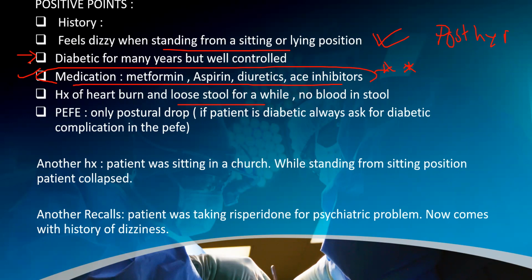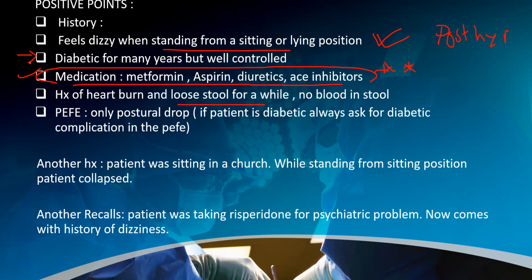If a patient's diabetes is well controlled and HbA1c is less than 7.5%, it is very unlikely that diabetes is going to cause complications like autonomic neuropathy. But if diabetes is uncontrolled, then you should think that diabetic autonomic neuropathy is a possibility in this case also.